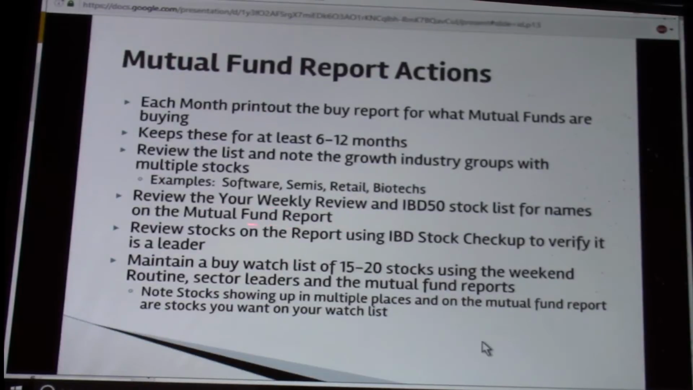So essentially what you're doing is looking for names, and then you're just using the IBD stock checkup to verify it's a leader. And what I mean by that is you want it to be the first or second in that group. And if it's not, if it's 5th or 9th, then you pay attention, okay, what's number 1? And you go look at it. You maintain a watch list from this of 15, 20 stocks so that you see what's going on. But the routine, the sector leaders, the mutual fund reports, that will basically tell you what stocks are showing up in multiple places on where to go. NVIDIA was there all the time.